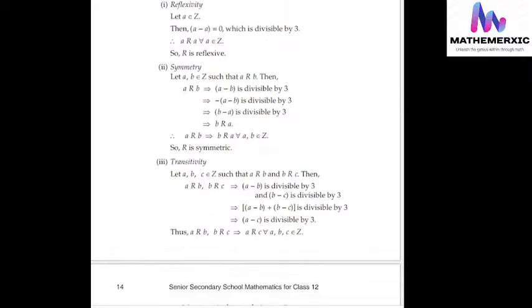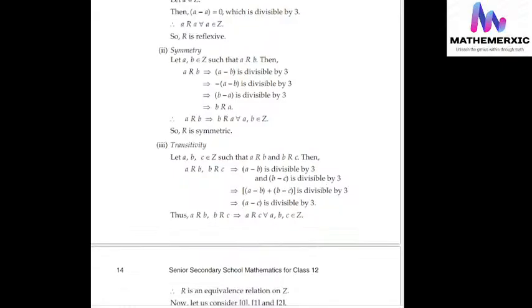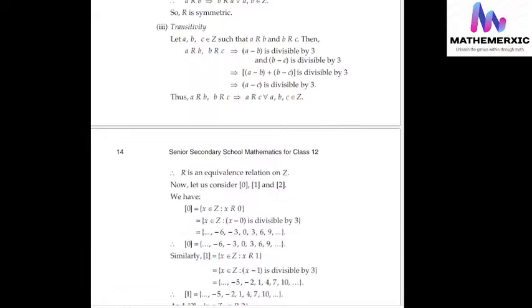Transitivity: let a, b, c belong to Z, with a related to b and b related to c. Then a minus b is divisible by 3, and b minus c is divisible by 3. So a minus b plus b minus c, which is a minus c, is divisible by 3. Thus a related to b and b related to c implies a is related to c for all a, b, c belonging to Z. Therefore R is an equivalence relation on Z.